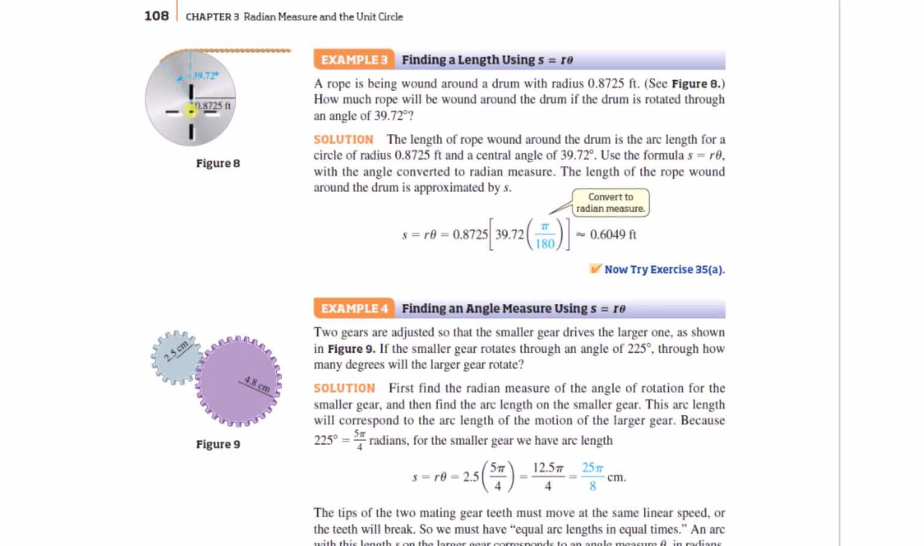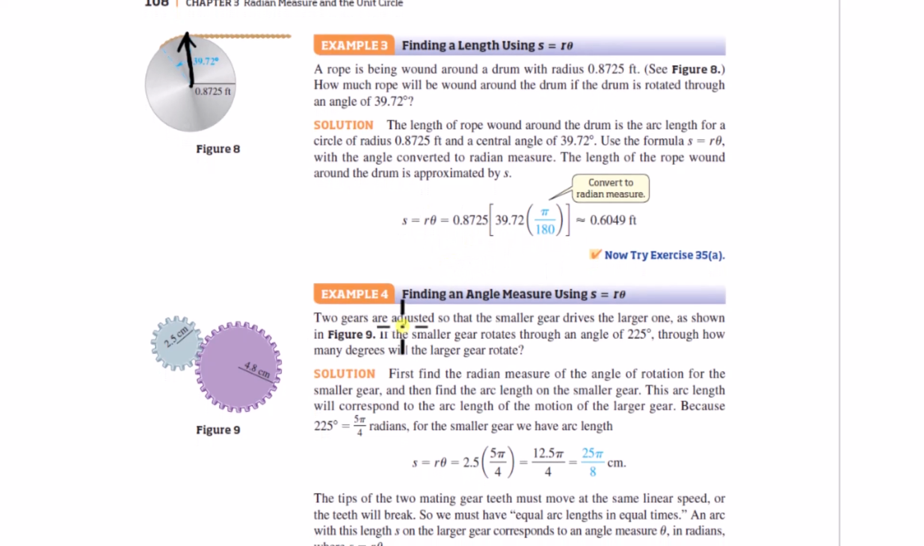Well, how could you figure that out? Well, what you're thinking about is, if you start here, let's say this is where you're starting. You haven't pulled any rope in yet. And now the drum rotates 39.72 degrees. How much rope is pulled in is whatever the length of that arc is. That 39.72 degrees, the arc that's created by the drum. That's going to depend on the angle, but also on the radius of the drum. So you have to convert this to radians and then multiply that times the radius of the drum. And that's how much rope is wound in.